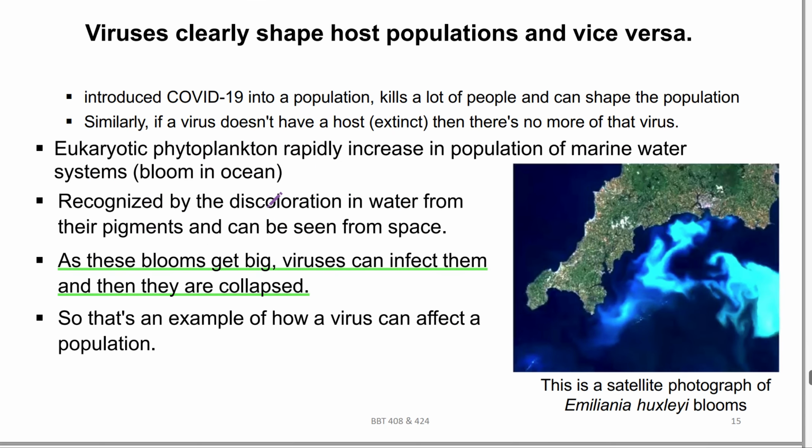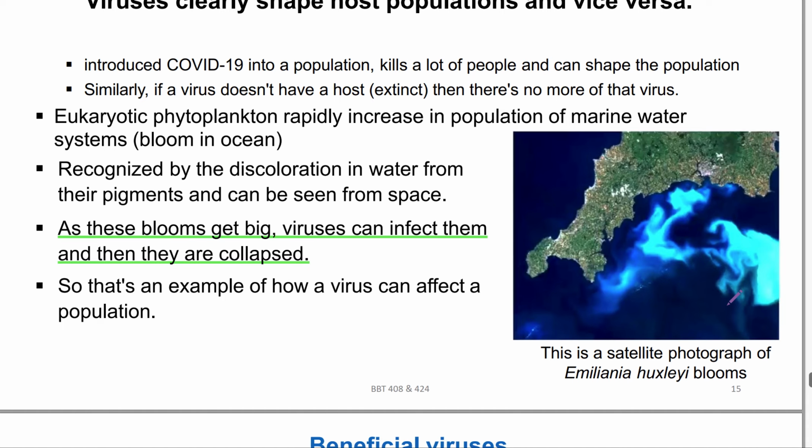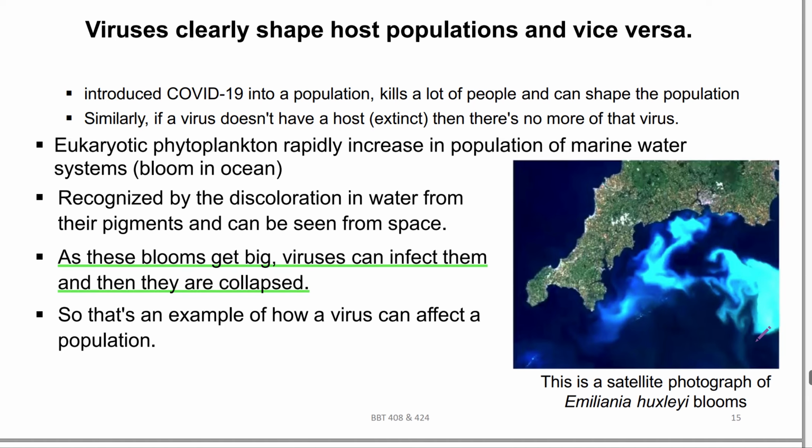So viruses clearly shape host populations and vice versa. Introducing COVID-19 into a population kills a lot of people and can shape the population. Similarly, if a virus does not have a host, then there's no more of that virus. Eukaryotic phytoplankton rapidly increase in population in marine water systems, bloom in the ocean, and are recognized by the discoloration of the water from their pigment and can be seen from space. As these blooms get bigger, viruses can infect them, and then they collapse. And so that is an example of how a virus can affect the population.